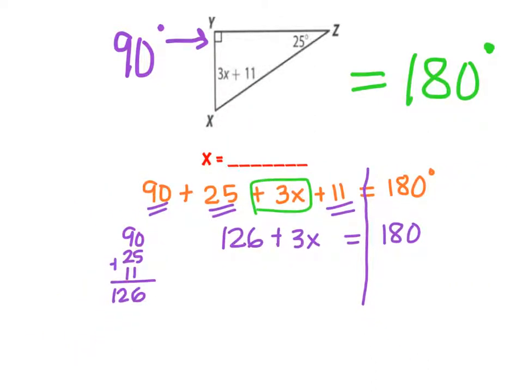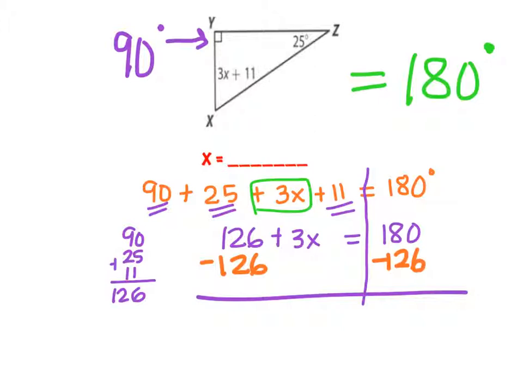Shrink that so we have some more space. If we keep going, the next step I need to do is, instead of adding 126, I need to subtract 126 from the left side and the right side. I'm going to try to keep it balanced. 126 minus 126 cancels out. I still have 3 x's. And now my total, I need to look at 180 minus 126 is 54.